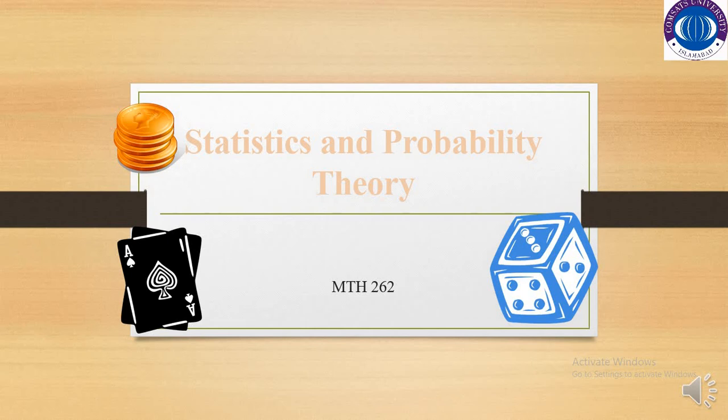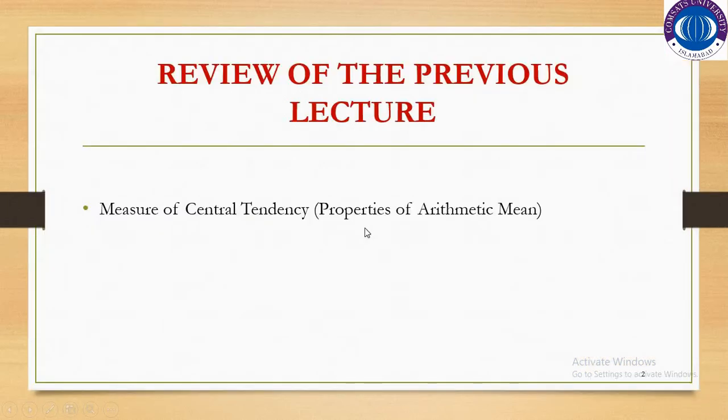Bismillahirrahmanirrahim. So this is the sixth lecture of statistics and probability theory. In the previous lecture, we studied the properties of arithmetic mean.